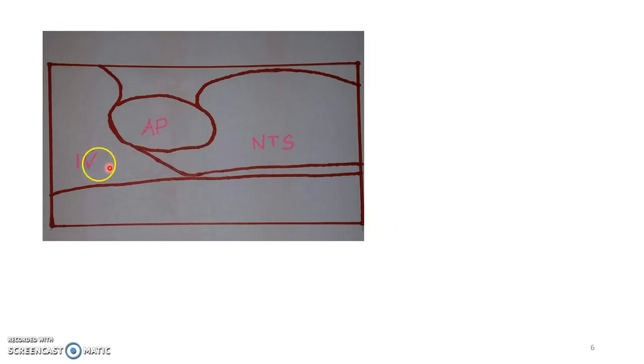So from another perspective, another view, this is the fourth ventricle, the area postrema, and also we have the nucleus tractus solitarius, or the solitary tract nucleus, which is located adjacent to the area postrema.